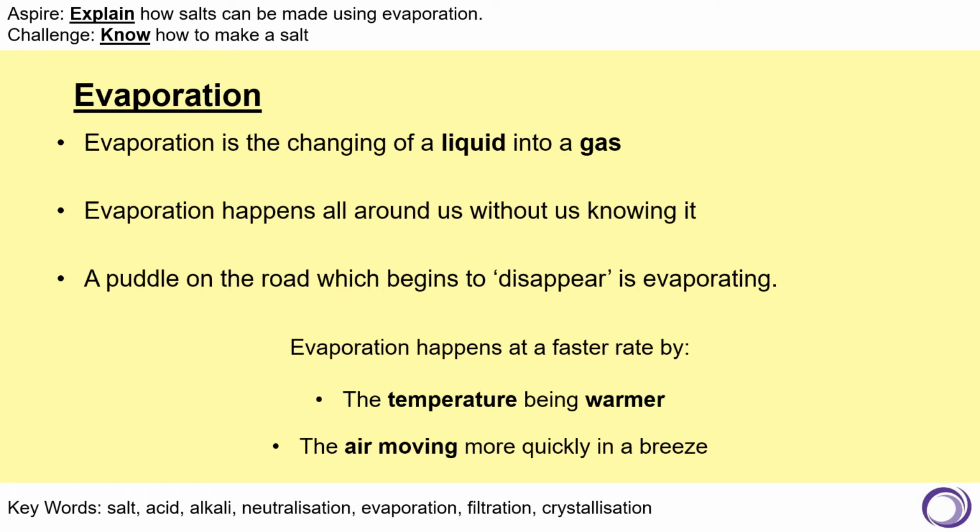Remember, evaporation is the changing of a liquid into a gas, and evaporation is constantly happening around us without us knowing. If you think about when it's been raining and you've got a puddle on the road, eventually it disappears because the water in that puddle has evaporated. It's evaporated due to the air temperature, which has been heated by the sun. Evaporation happens at a faster rate when the temperature is warmer outside and the air is moving quickly. So if there's a nice bit of wind or breeze, then evaporation will happen at a faster rate.